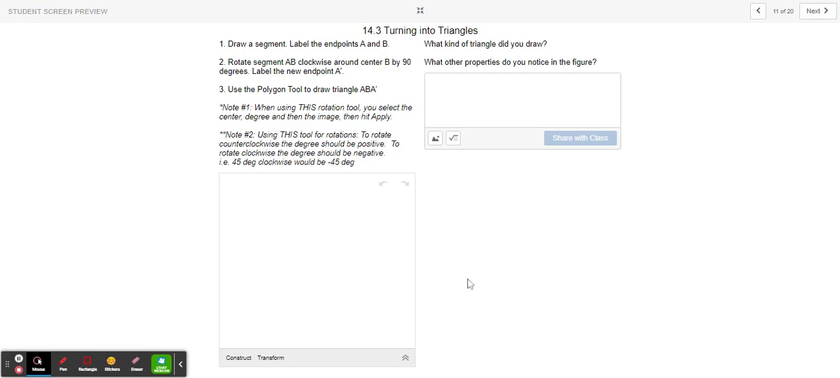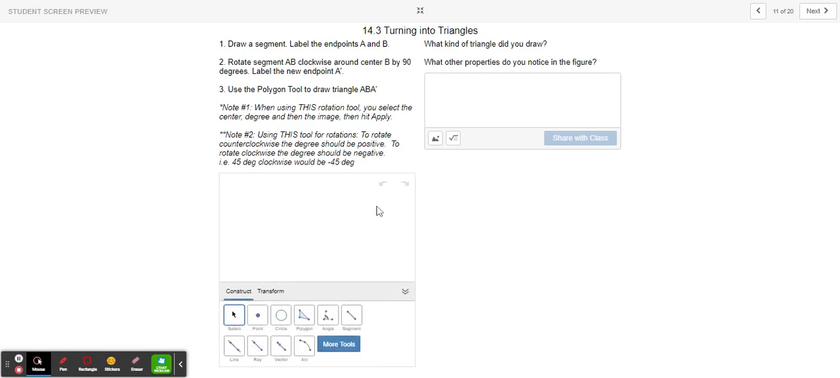I want you to do it on your screen as well, though, so that you know how to use the tools. So first, I'm going to do construct. It says draw a segment, label the endpoints A, B. So I'm going to click on segment. I'm going to just draw a segment.